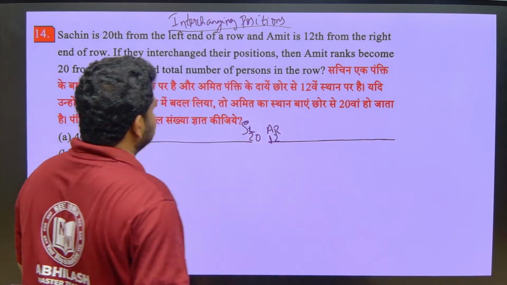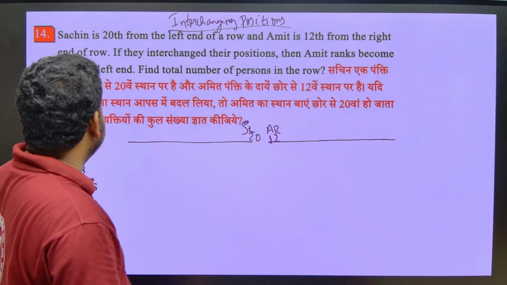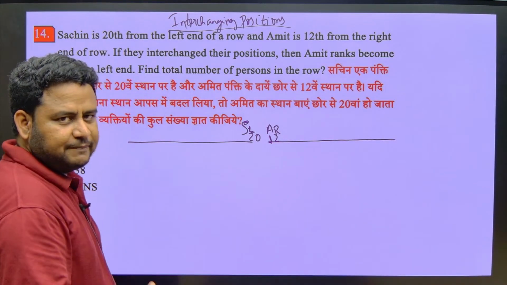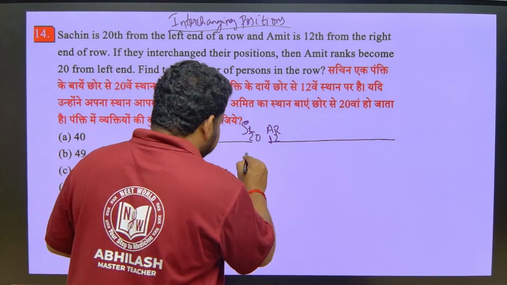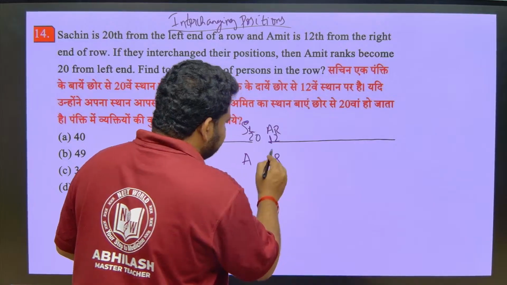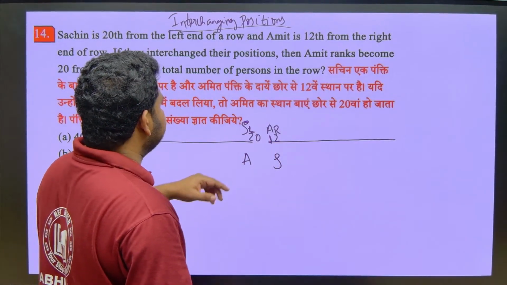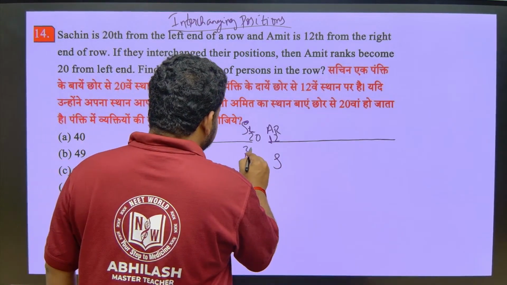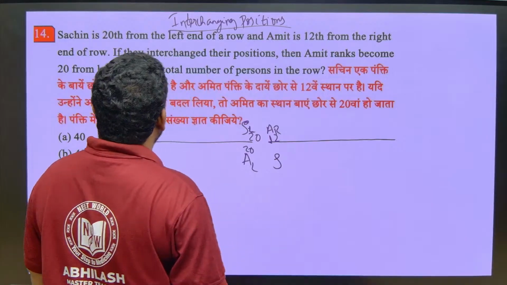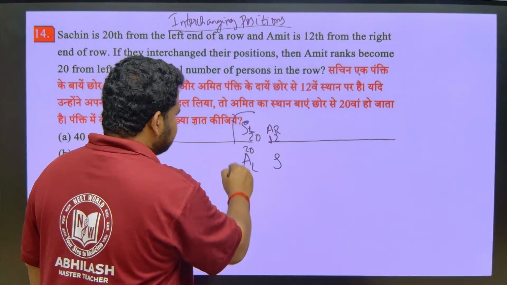Now, if they interchange positions, Amit's rank becomes 20th from the left hand. What we have to do is, if they interchange positions, Amit will come here and Sachin will come here. That's all. After interchanging positions, Amit's rank becomes 20th from the left hand. Find the total number of persons in the row.